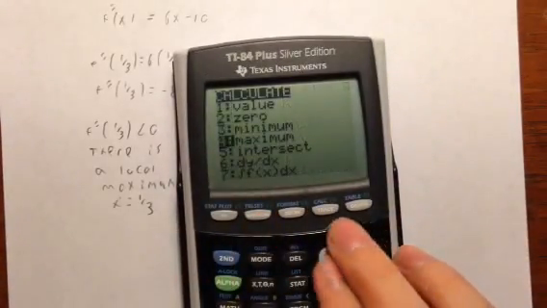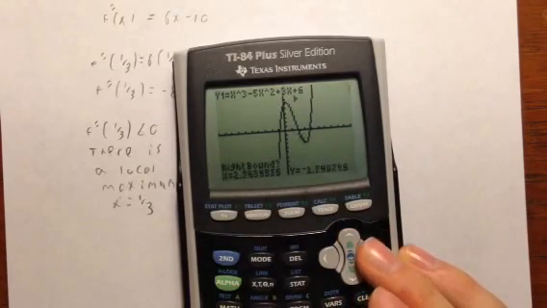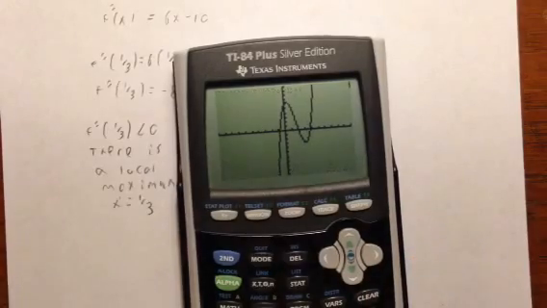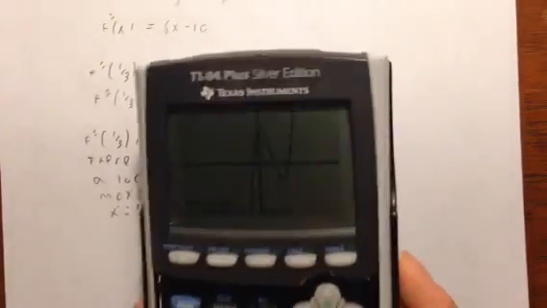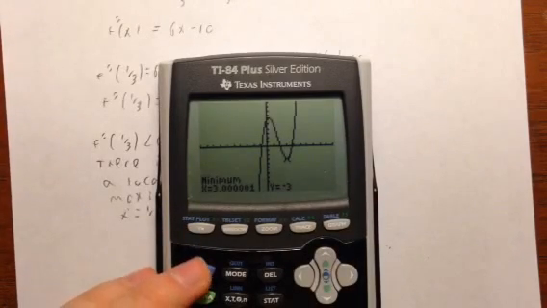And then we could just double check for the minimum, and you will get x is equal to 3, which is what we got. So that's how you can quickly double check if you have a calculator if you did the second derivative test correctly.